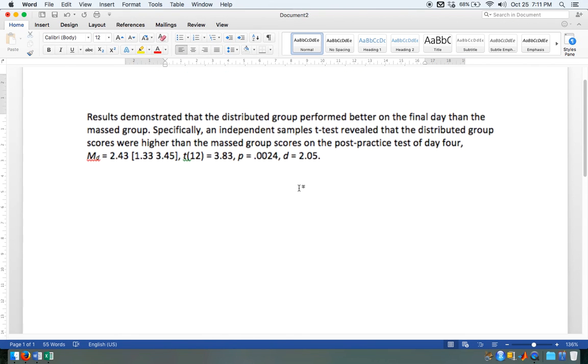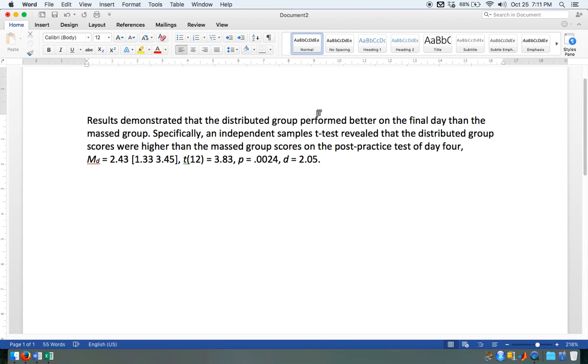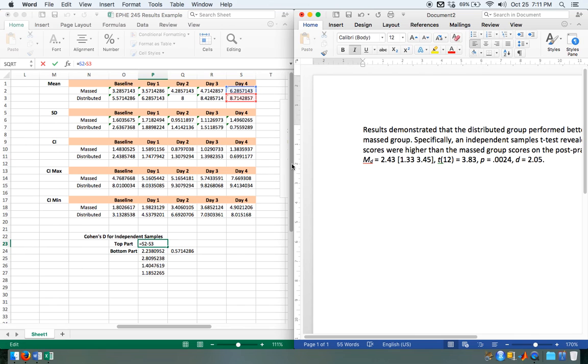So what we have is our results demonstrated, blah, blah, blah, in more common tongue without getting too specific. Then we talk about what tests we used, and then we talk about all our statistics here. So again, we have our mean difference with confidence intervals, which you're going to have to figure out how to do. Again, we can help you with that. We have our t-value, our p-value, and our effect size.